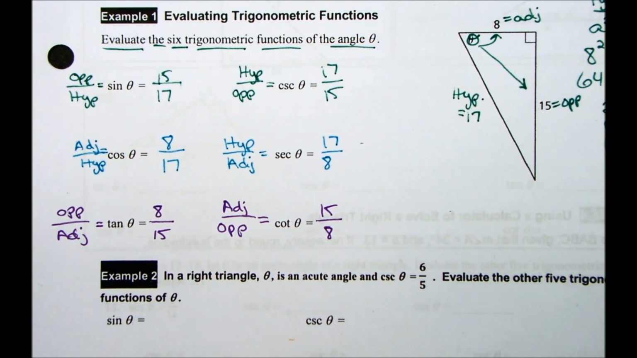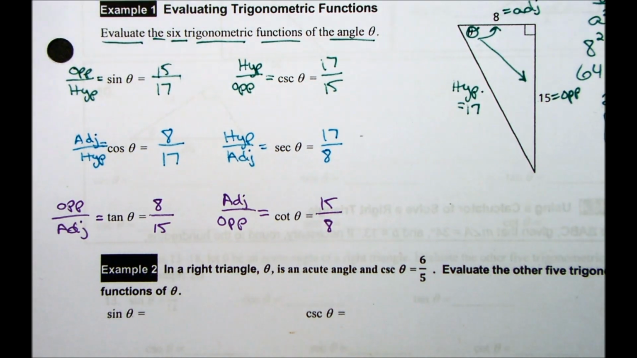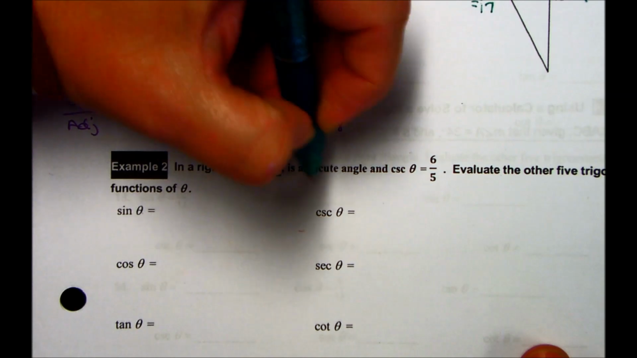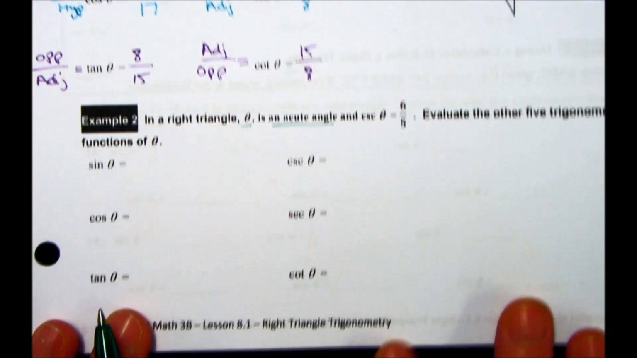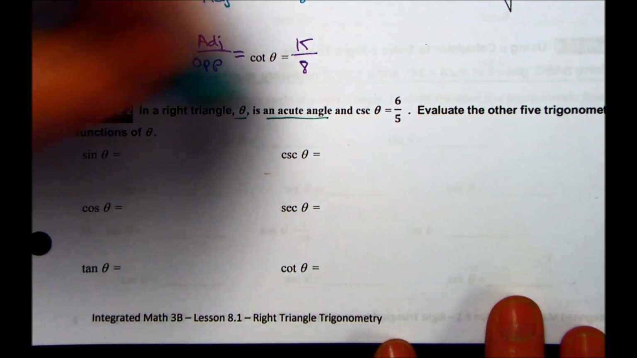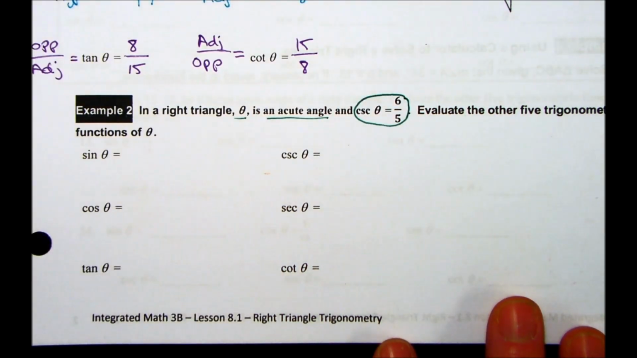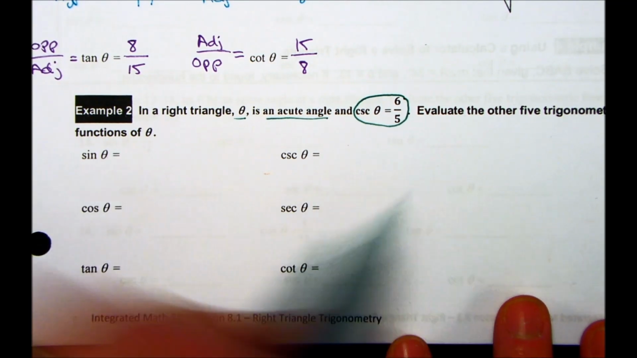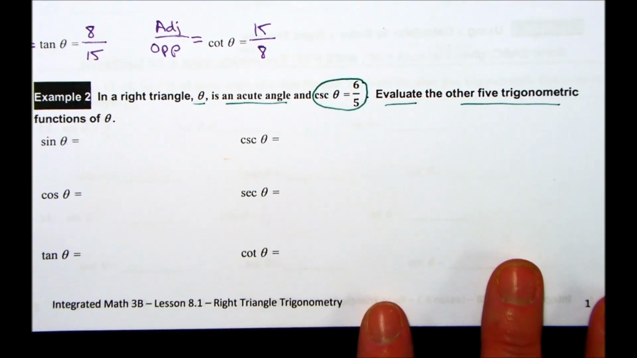Moving on to example 2. In example 2, you're given a little bit different information. You're being told that in a right triangle, theta is an acute angle, just like what we had in the first example. But instead of giving you the sides, they're giving you one of the trigonometric functions, and they can give you any of the 6. And they want you to evaluate the other 5 trigonometric functions.